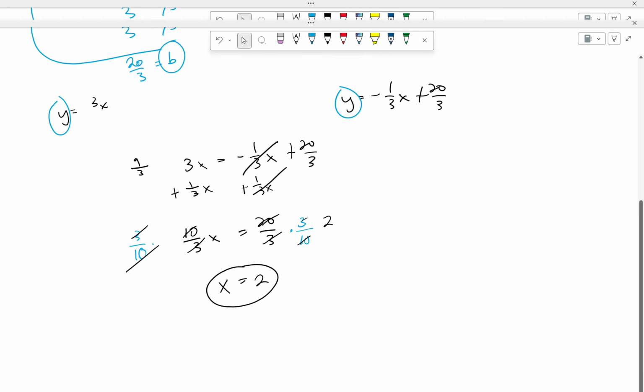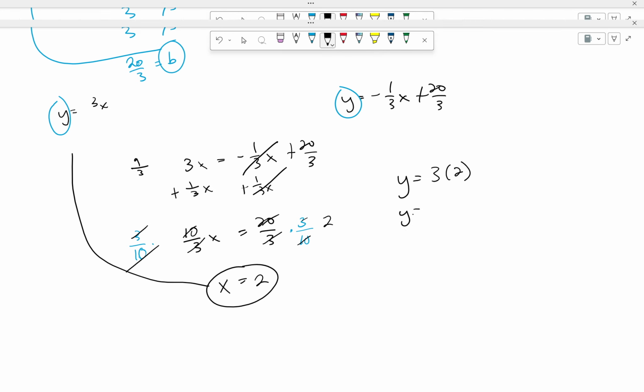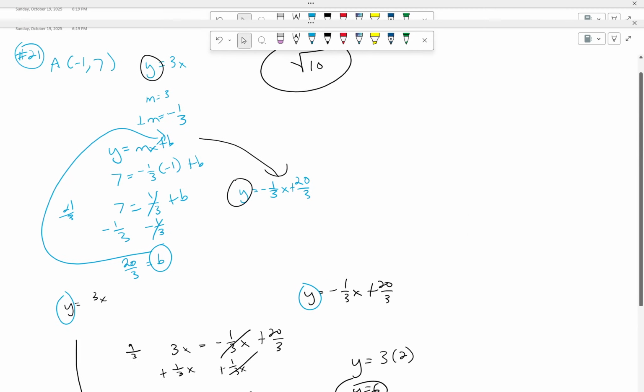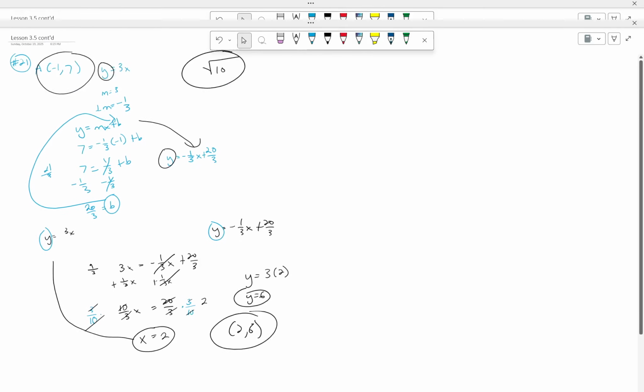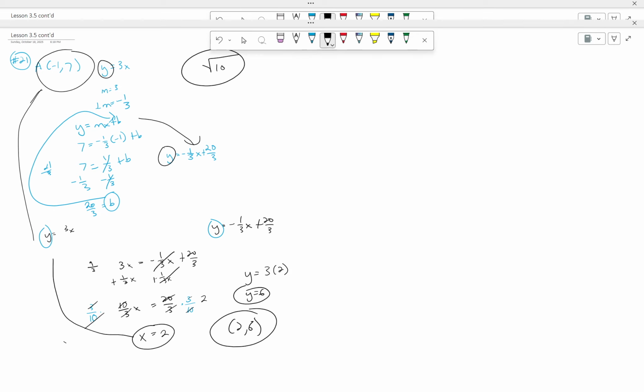Now I can plug it into either one, either this guy on the right or this one on the left. I think you guys would agree with me, the one on the left is going to be a little bit more straightforward for us to input this guy. So this is going to be 3 times 2. So y is going to be equal to 6. So our coordinate is (2, 6). Okay? Now go back. We had this coordinate, (-1, 7). So let's go ahead and bring that guy back down here.